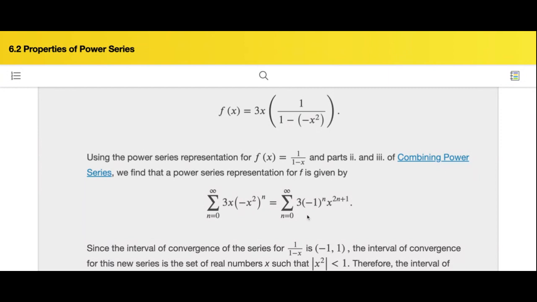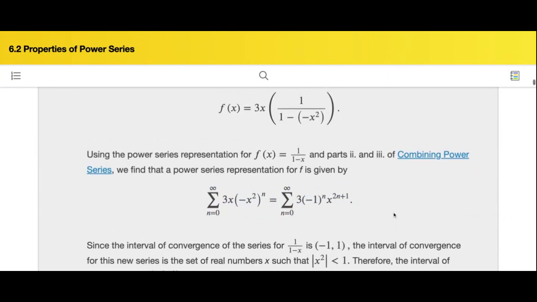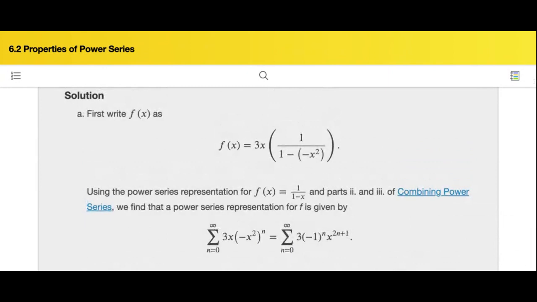Right? So the function can be represented as this power series: 3 times negative 1 raised to n, x raised to 2n plus 1, which is an alternating series. Let's see if this makes sense. We are combining the geometric series property with combining power series, parts 2 and 3.